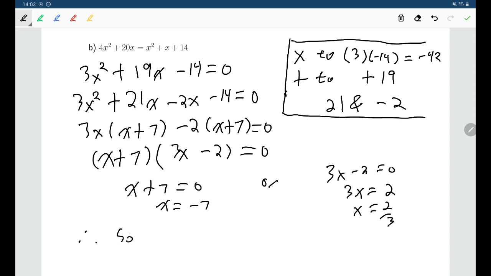So our solution set contains two values, positive 2/3 and negative 7. Just as a little side note here, when you're listing values in a solution set, it doesn't really matter what order you list them. In a set, the order doesn't matter, so if you put the negative 7 first and the 2/3 next, that's fine as well. Doesn't really matter as long as you're listing all the solutions that you found inside your solution set.